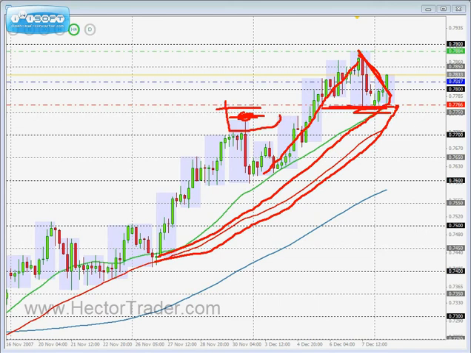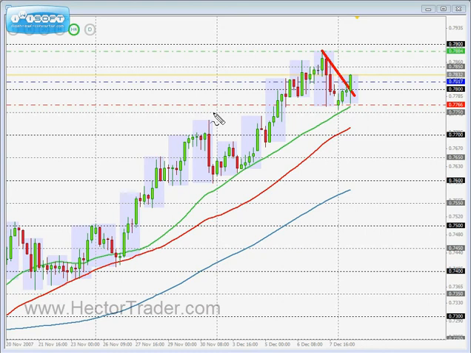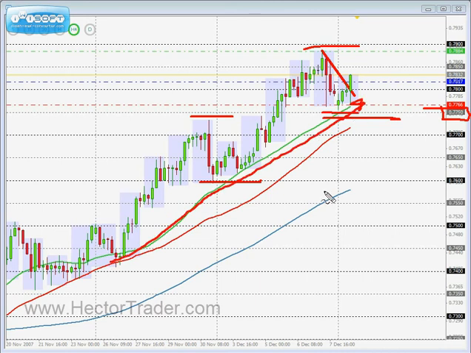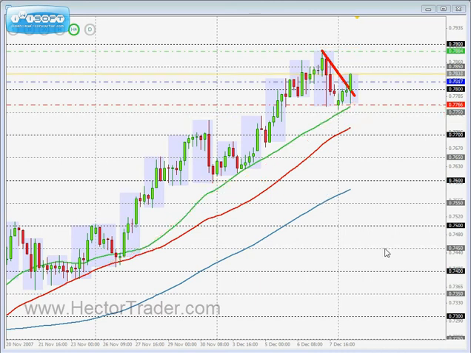Now let me clean up the chart. This is the previous swing high I'm talking about, the former resistance, now working as support. We also have the 0.7750 round number. Also, we have the 50% Fibonacci retracement right there as well. And of course, the dynamic area of support, as I was saying before.